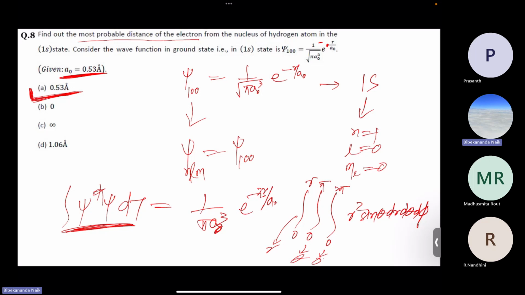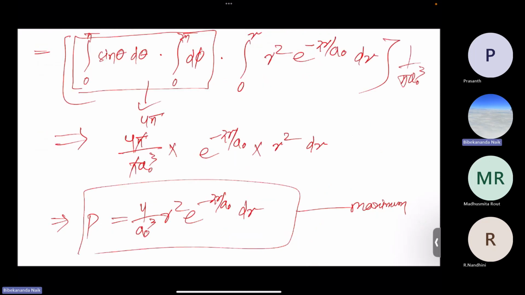But here you see the wave function has only r dependence. So we will take the integration over r, and we will take the integrations over theta and phi outside. Separating these variables, the integration of these two quantities, theta and phi, will give us 4 pi. Then r square e to the power minus 2r by a0 will give us the actual value. If you calculate it, the form of the probability was 4 by a0 cubed r square e to the power minus 2r by a0 dr.